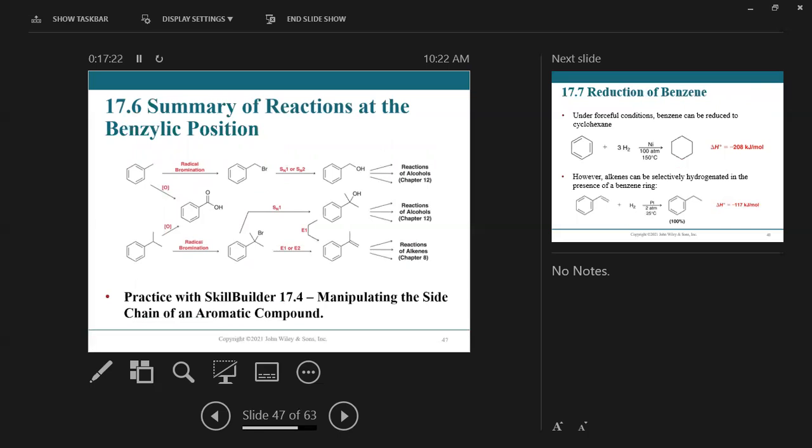So here's a summary of the reactions. If we have radical bromination, we can get the bromine group on there. We can do some oxidation reactions, get a carboxylic acid. It can go either through SN1 or SN2, or E1 or E2. They're just different tools now that you have.